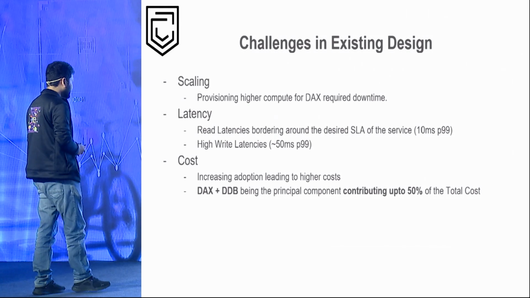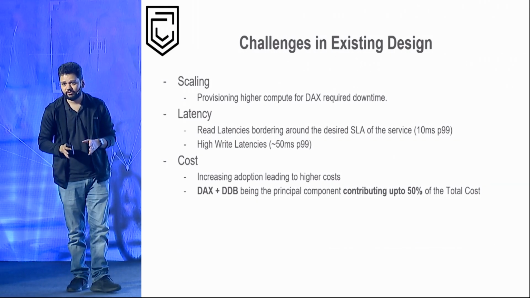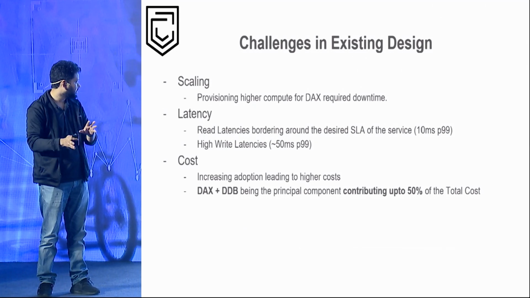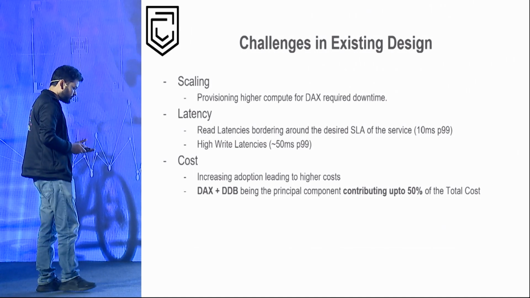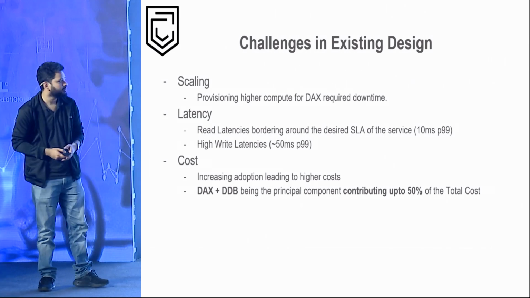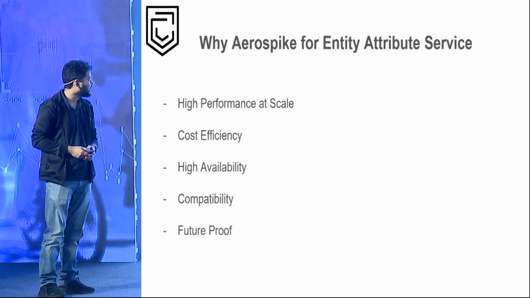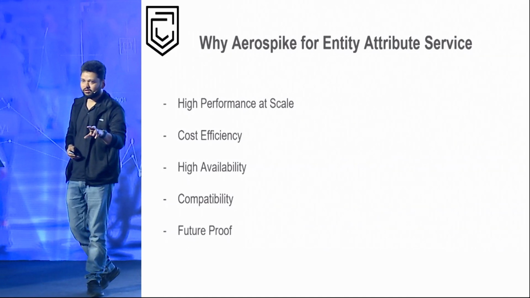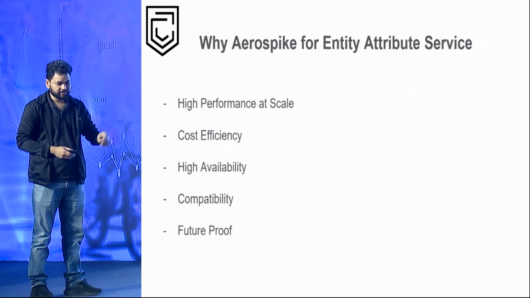And most importantly, the cost. It was an exponential increase in the cost, with the store being the principal component. About 50% of the entire cost was going into maintaining and managing the DAX and DDB cluster. So we wanted to seek out alternatives. We did a POC with a few other databases, looked around a little bit, and we found Aerospike to be quite fitting for our use cases, primarily because it delivers sub-millisecond latencies on key-value lookups, and that too at a very high speed.